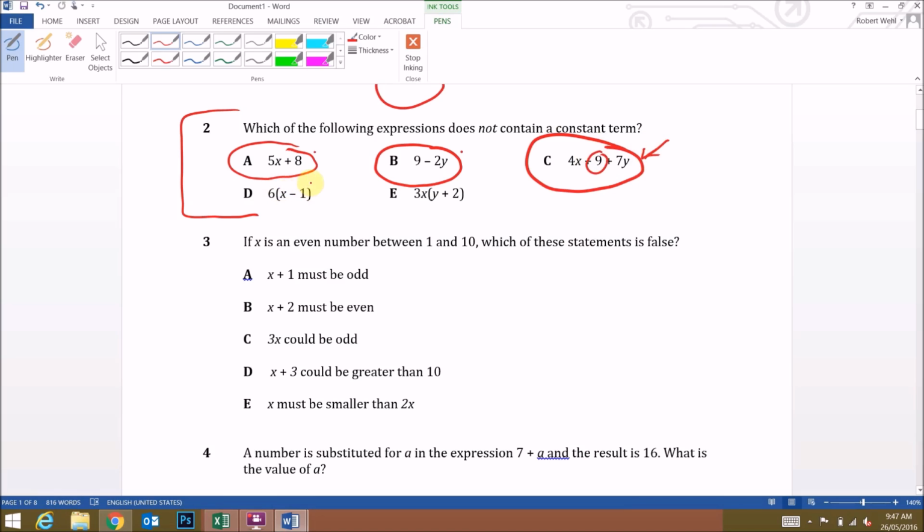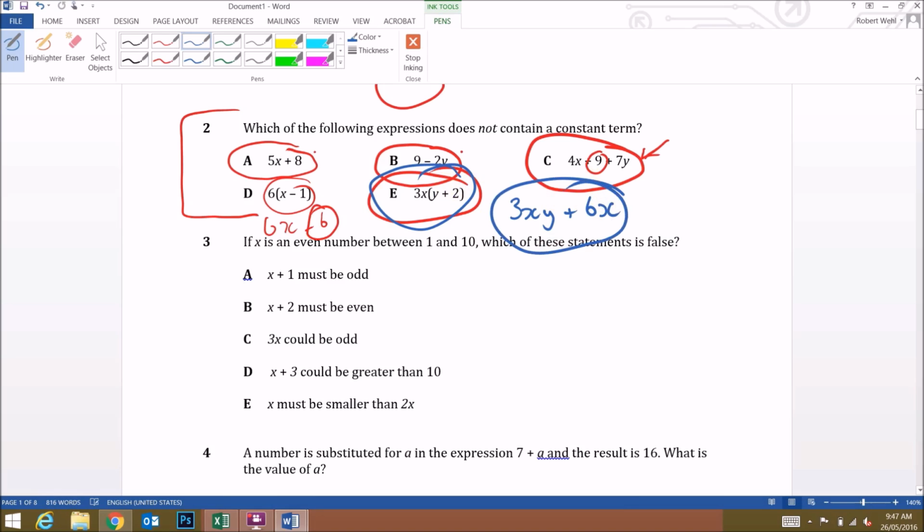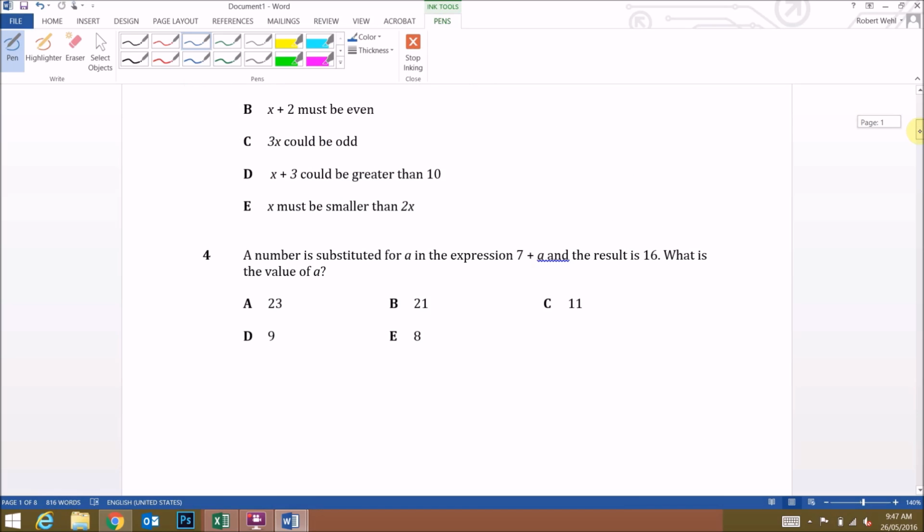Here we need to use the distributive law. So we end up with 6x take away 6. Once again, it contains a constant term. This one must be our answer, E, and we'll prove it by expanding it. So 3x times y is 3xy, plus 3x times 2, which makes 6x. And that does not contain a constant term. So E is the answer for that question.